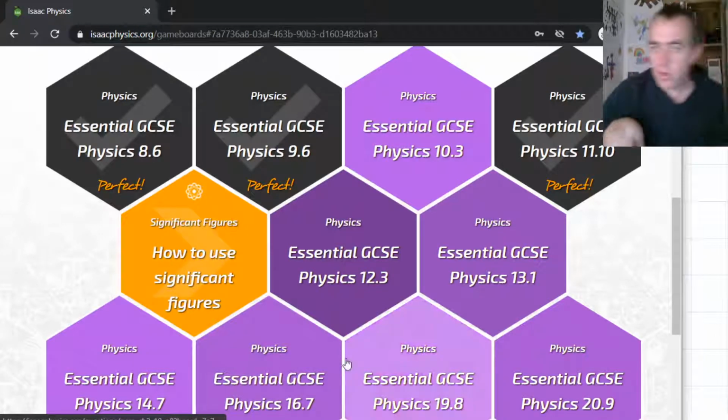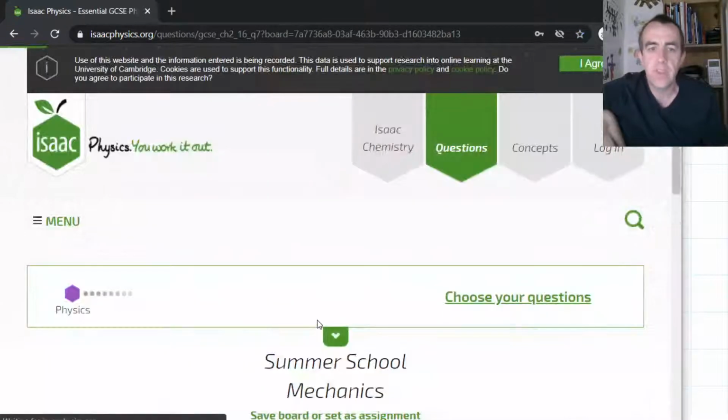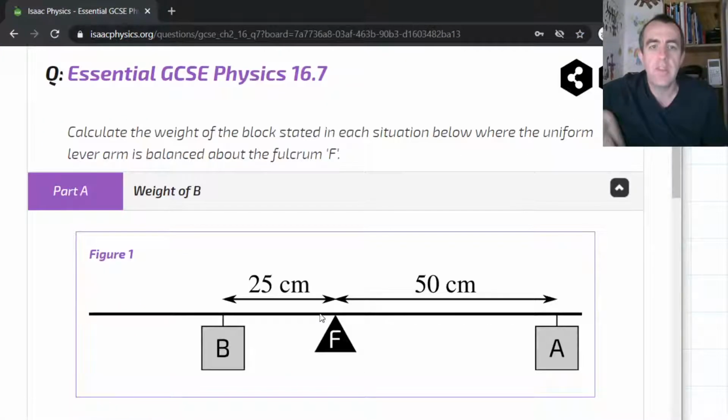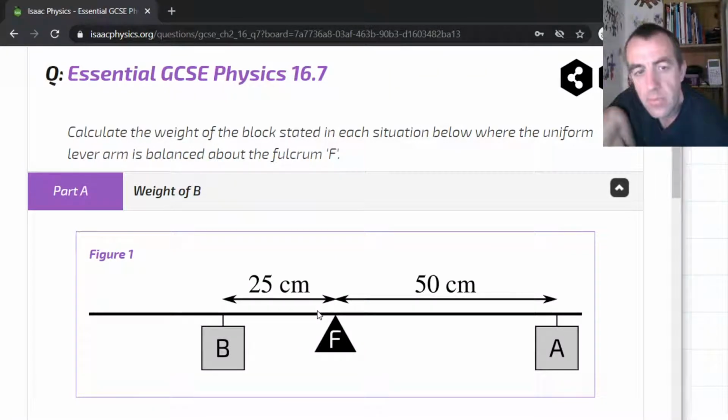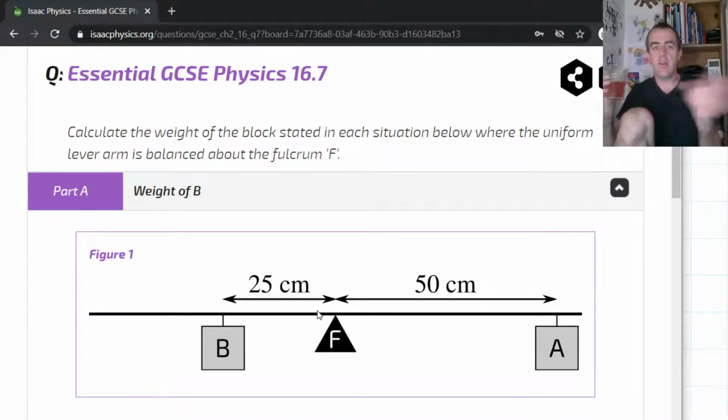So let's pick a different one, shall we? Should we go for 16.7? As I say, I'm not going to have time to do all of them, so let's just pick some at random, really. So this is another part of mechanics, which is balancing. And we're balancing weight A, weight B on the end of a beam.